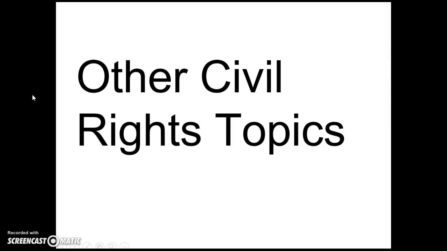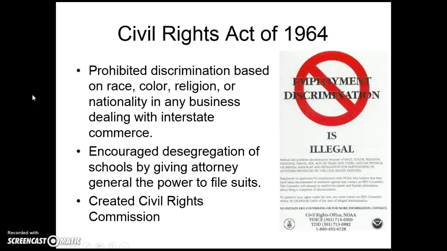So some other civil rights topics that we didn't get to that fit with the 14th Amendment. After Brown versus Board in the 1960s, we've already talked about this, but in 64 the Civil Rights Act is passed. And if you want to read more about this, you can pause. But basically what the Civil Rights Act does is it bans discrimination in any place that deals with interstate commerce, public or private. It helped desegregate schools more thoroughly and created this thing at the bottom known as the Civil Rights Commission, which basically allows people to file grievances to say that they've been discriminated against, and they go out and attempt to right those wrongs.